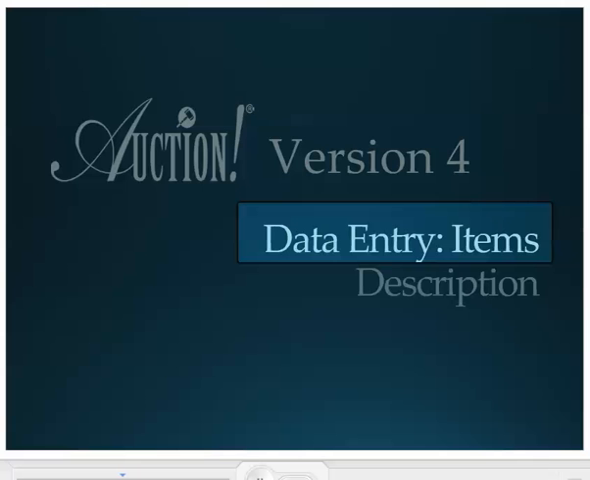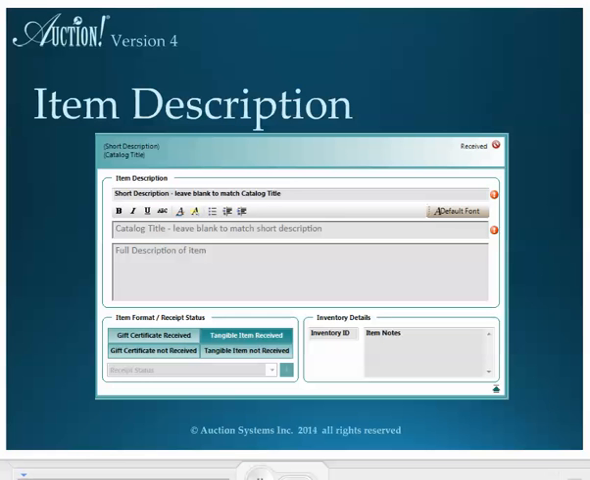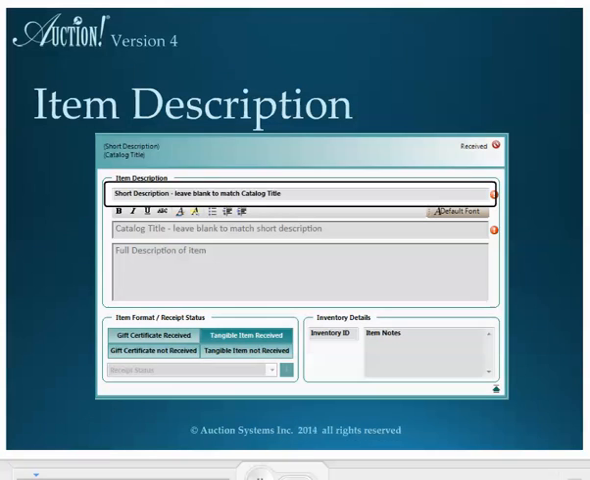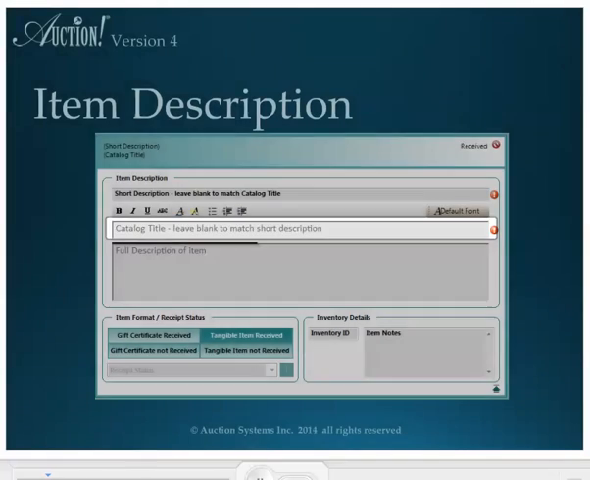In this first tutorial in the Data Entry for Items series, I will show you the description panel. Item description is the first window in the first panel in Item Data Entry. Item description includes the short description, the catalog title, and the full description.